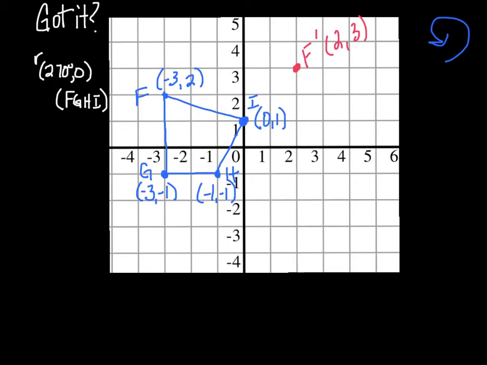Now, point G, (negative 3, negative 1), I flip them around. It'd be (negative 1, negative 3). The second one flips the sign, so it'd be (negative 1, 3). That becomes G prime. H is (negative 1, negative 1). I flip them. The second one changes signs, so it'd be (negative 1, 1). So that'd be H prime.